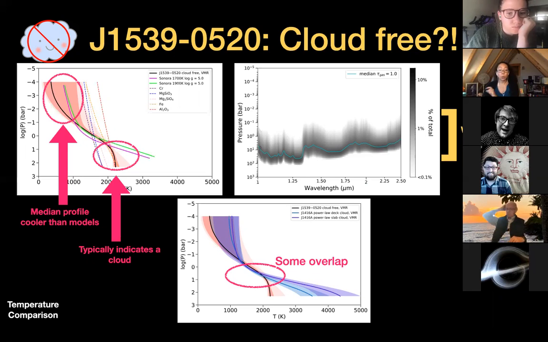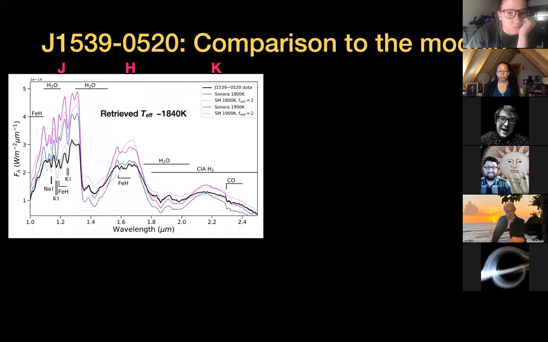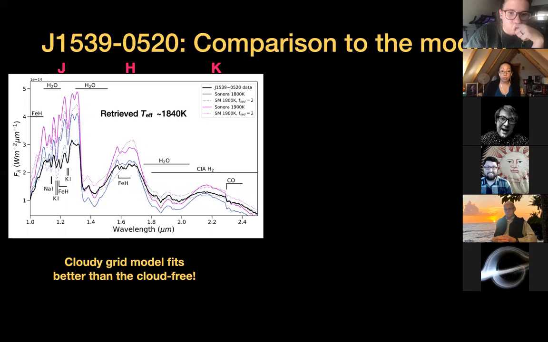When we look at the spectrum of 1539 compared to the grid models, we see, again, the cloud-free are solid and the dashed lines are cloudy. We see that the cloudy grid model is actually fitting the data much better than cloud-free. So this is another piece of evidence pointing towards that this may actually be a cloudy object.